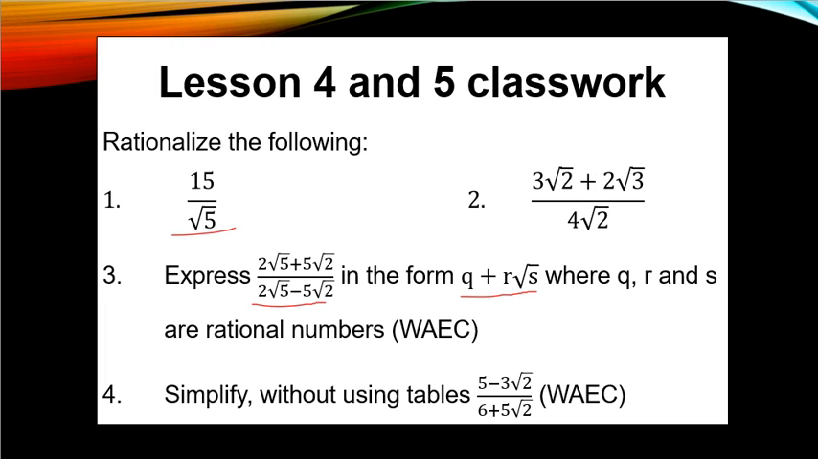Number 4, simplify without using tables. Of course, to do this, you need to rationalize by taking the conjugate of the denominator to multiply both numerator and denominator.